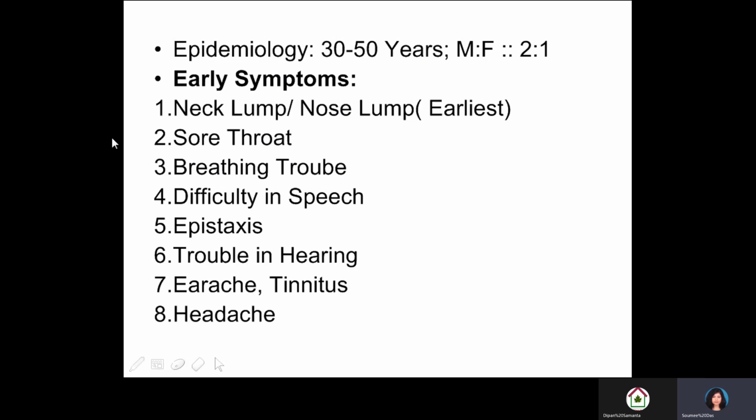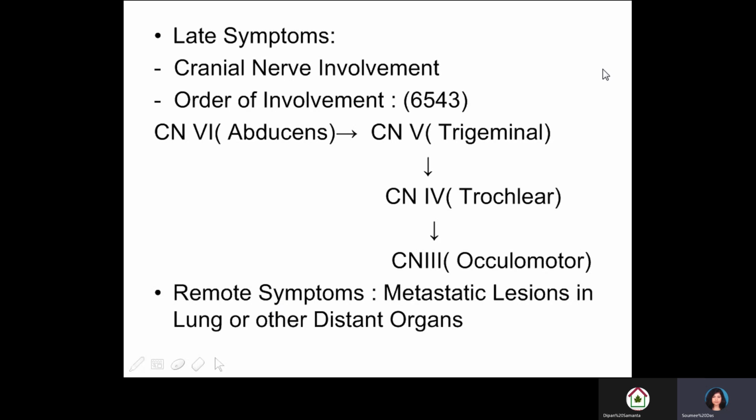Okay, so these are the early symptoms of NPC. Number one is nose lump or mass in the nose, which is the earliest, and number two is mass in the neck, which is the second earliest. Next is sore throat, breathing trouble, difficulty in speech, epistaxis or nasal bleeding, trouble in hearing, earache, tinnitus and headache. Okay, next we will see the symptoms of the advanced stage of nasopharyngeal carcinoma.